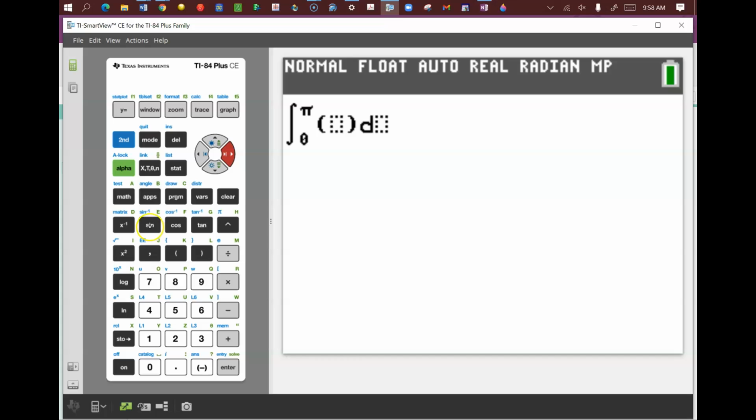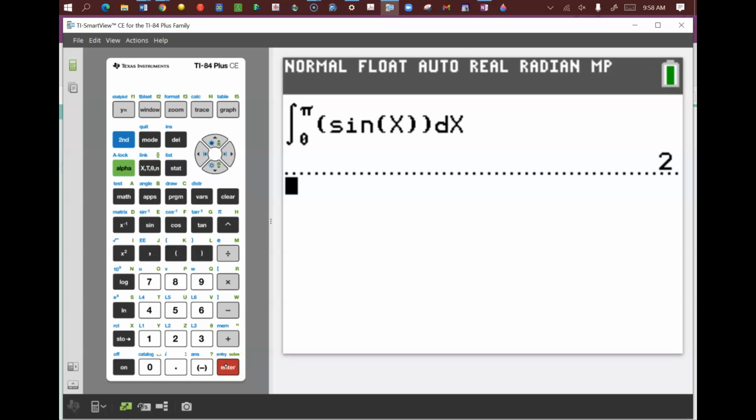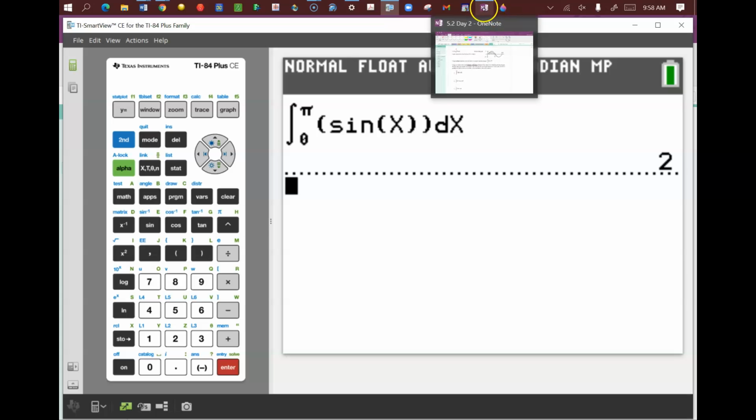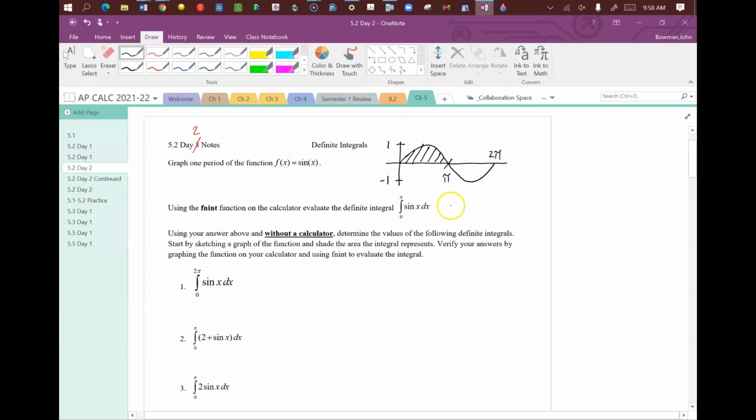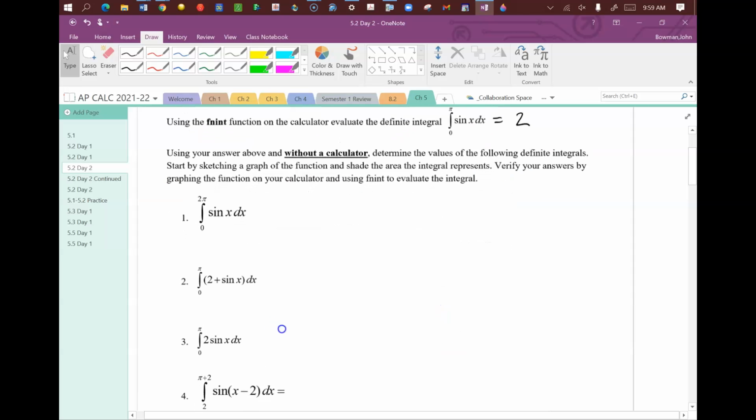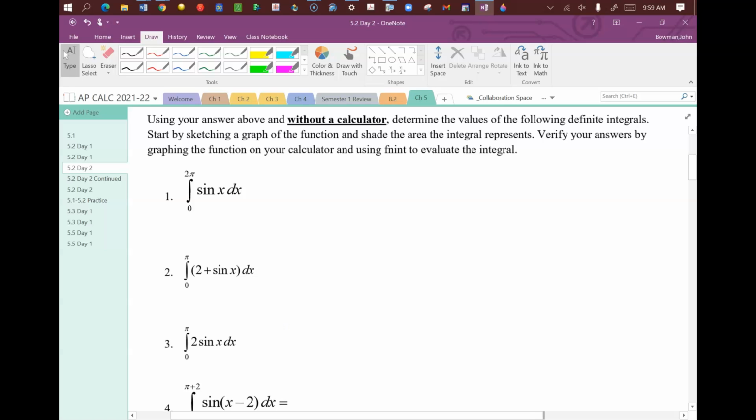And now we have to put the function in, so the sine of x, and then we're going to jump over here and enter our dummy variable. So the integral from 0 to pi of sine of x is 2. And that's how you do numerical integration on your calculator. So this area right here is 2. So this integral is equal to 2. And we're going to use that and geometry to find the following integrals.